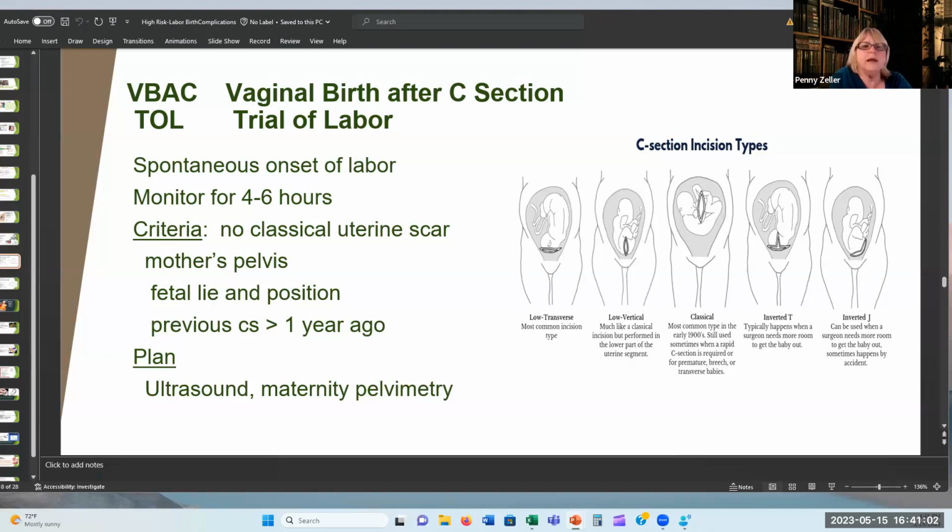If she had her C-section 8 months ago, no, we have to wait at least a year before she can deliver vaginally. It takes a long time for that uterus to heal. So the plan would be to do an ultrasound to look at the position of the baby if she goes into labor, and then measure the pelvis again. That's what pelvimetry means, to measure the diagonal lines and the vertical lines of the pelvis to see if it would work.